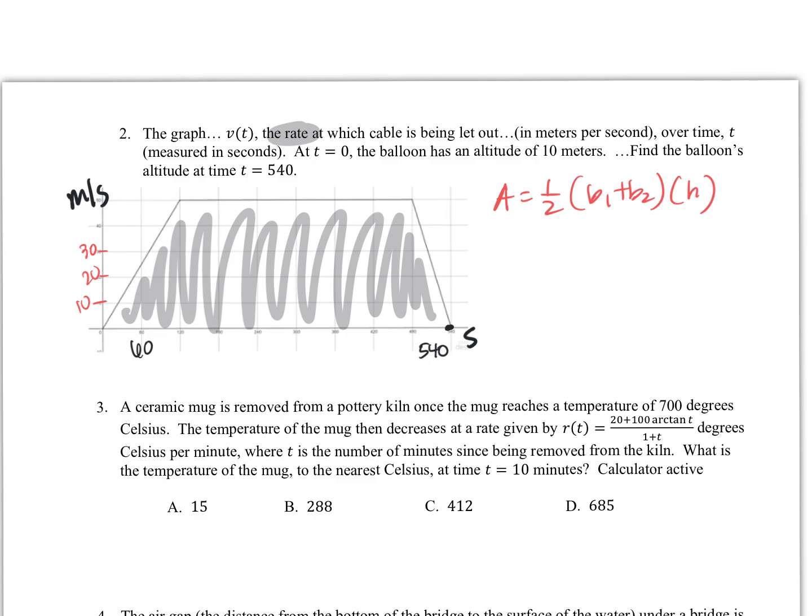When you find that area under the curve, when you're given a velocity graph, it will give you the quantity or the position or the amount. So, okay, what are my bases? 540 and 540 minus 180. 6, 12, 18. 540 minus 180 is 360. Perfect. Times my height?